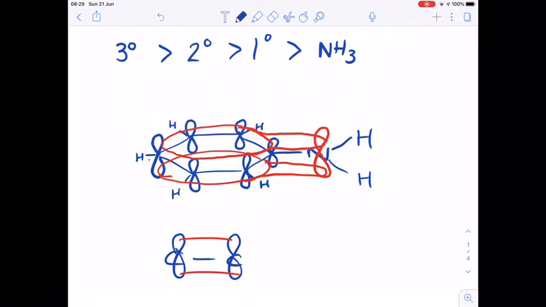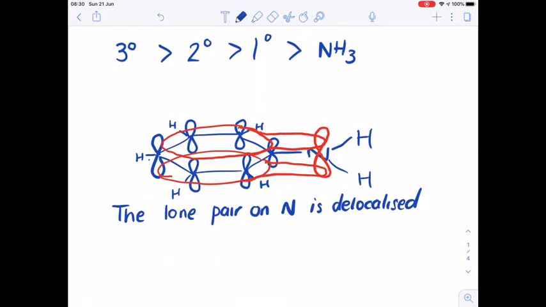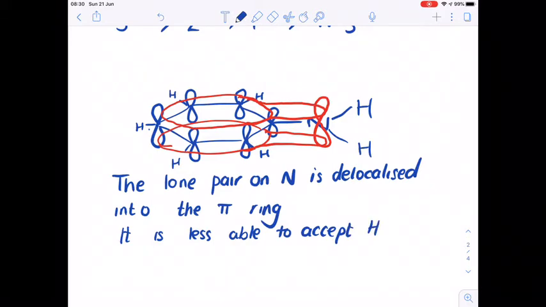So we would say the lone pair on nitrogen is delocalized, it's become spread out. It's delocalized into the pi ring. And the pi ring is this red overlap of p orbitals. That means it is less able to accept H+.